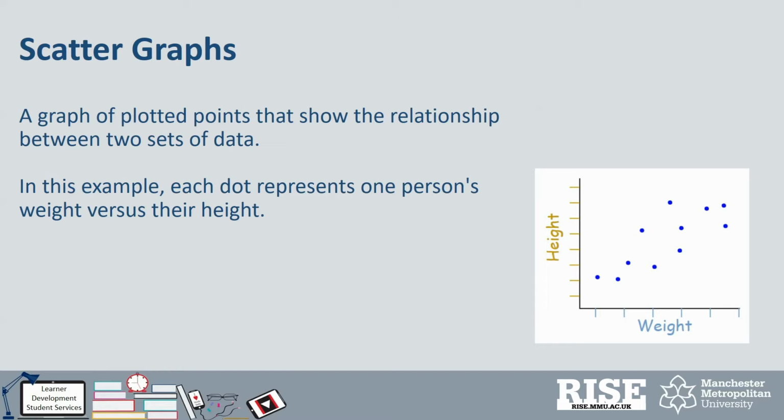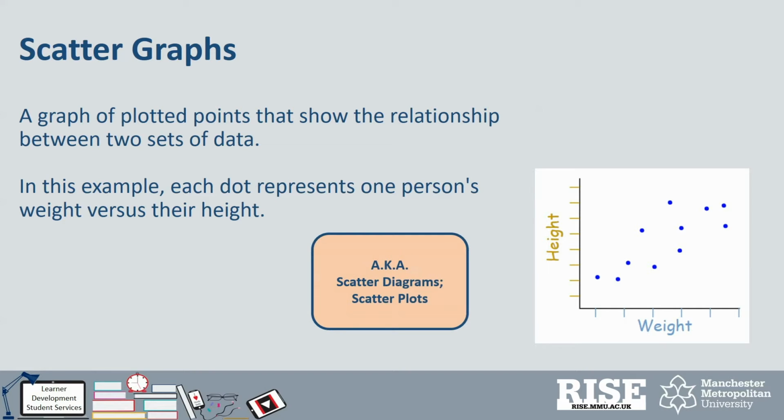What is a scatter graph then? Well, a graph of plotted points that show the relationships between two sets of data is known as a scatter graph. In this example here, each dot represents one person's weight versus their height. They're also known as scatter diagrams or scatter plots.